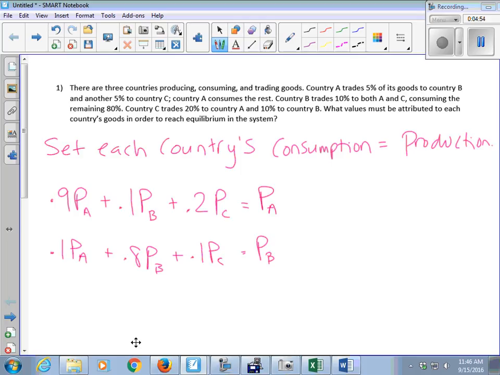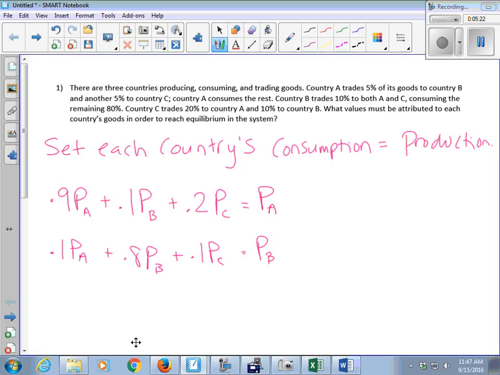Okay, so think about country A, right? They produce some amount. That's the production of country A, right? And then percentages of that, so the consumption has to equal production in order for things to be in equilibrium. So country A produces some stuff. And then we say, okay, 90% of that stuff is kept by country A.